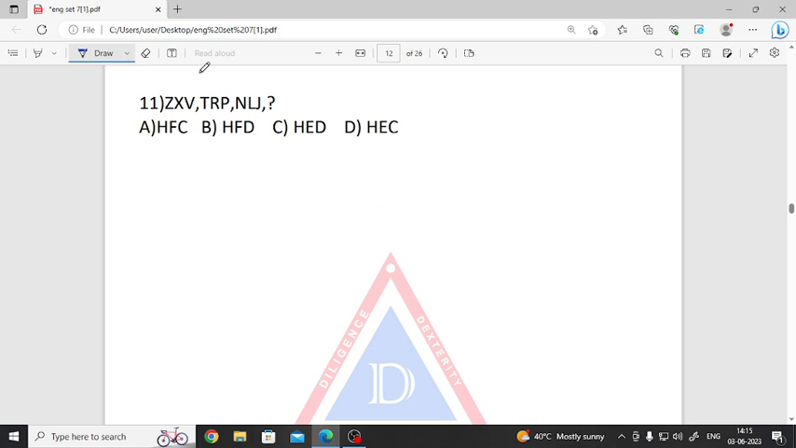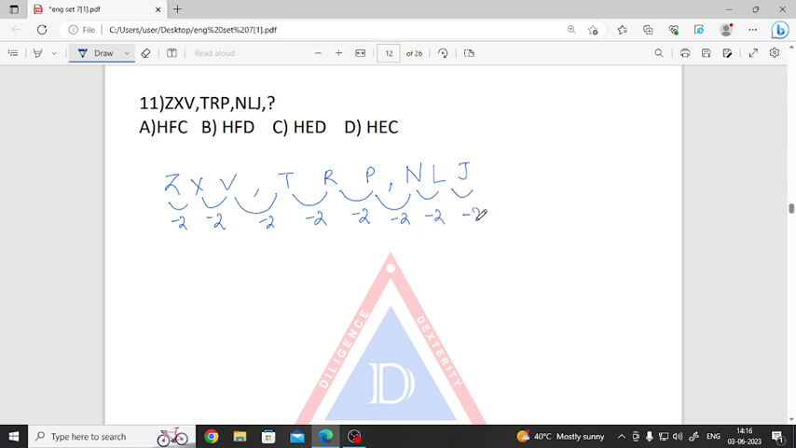So what is given? Z X V. Okay, Z X V. How does Z go to X? -2. X goes to V, again -2. Then we have T R P. If we see, V to T is -2, T to R -2, R to P -2. Then again N L J. P to N -2, N to L -2, L to J -2.